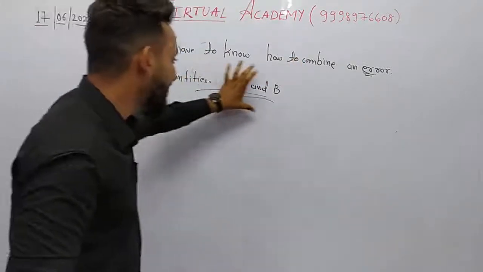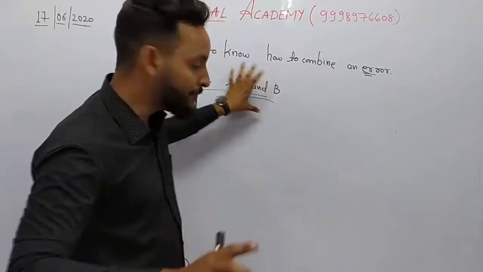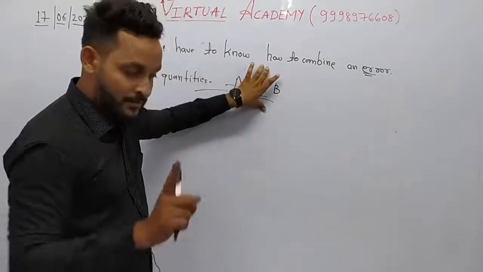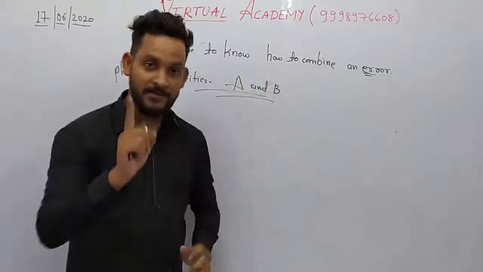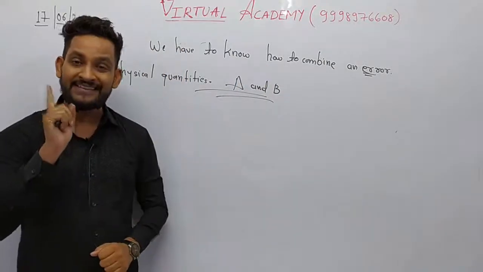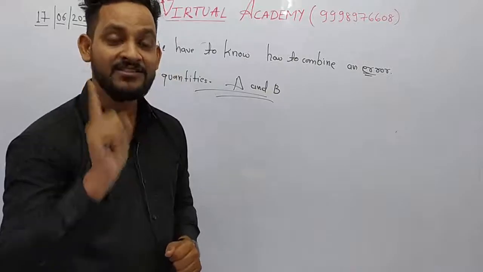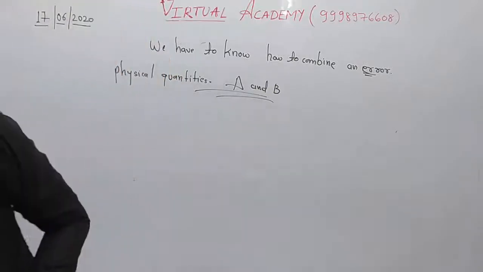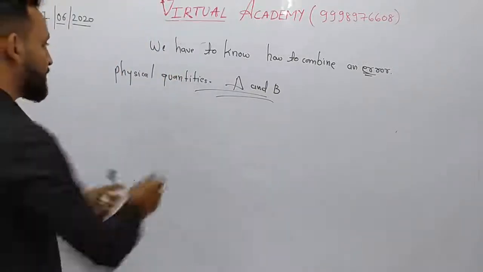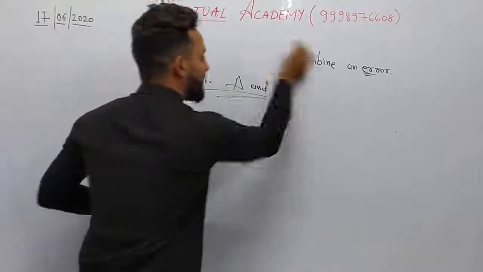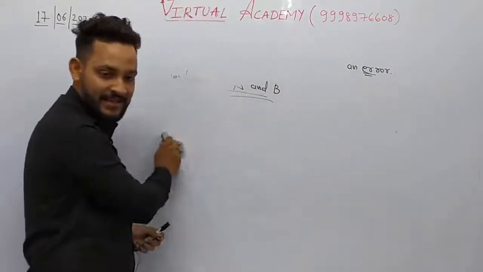Physical quantities A and B. Now we are going to measure quantities A and B. Now suppose there is any mistake, then it is an error. So first we have to deal with addition and subtraction of that error. Clear? We have two quantities, A and B.